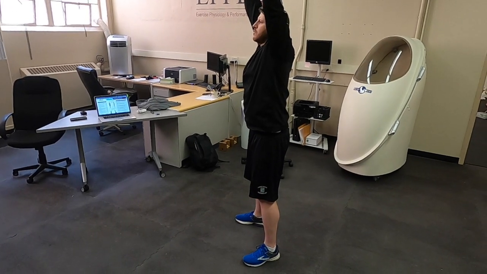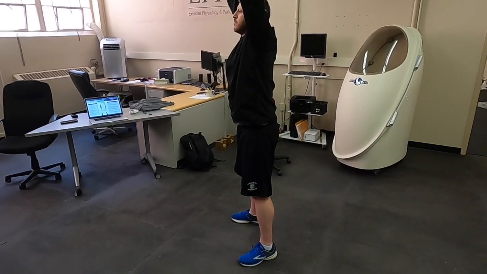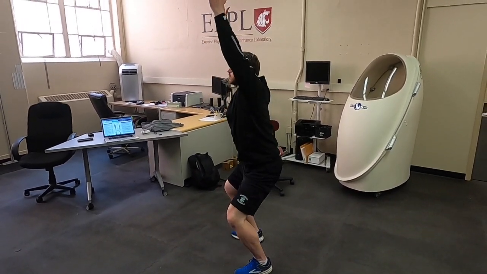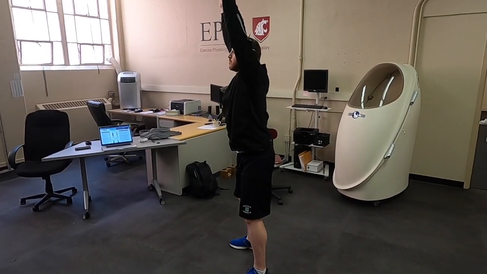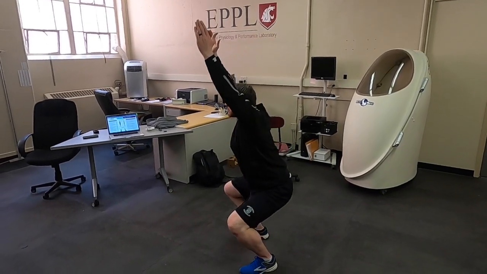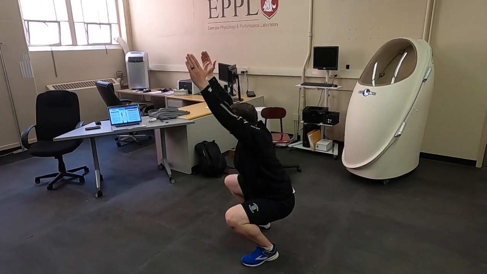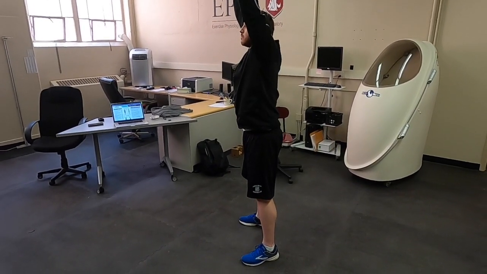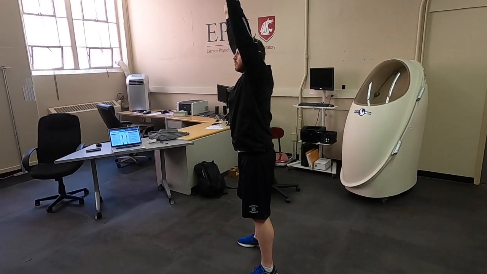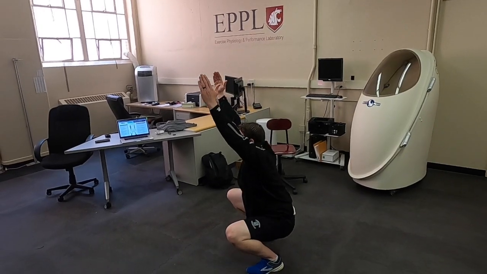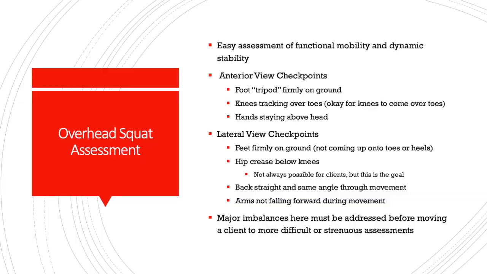Up, down, and up. All right, so from this view, this is a great view to observe the client because you're able to notice a couple of things about their ankle mobility, hip mobility, and shoulder mobility. So as he's dropping down, you can notice that his knees are coming over his toes, which is a good thing. It's showing that his ankle mobility is sufficient. And his hips are dropping below his knee crease. This means that he is functionally capable of dropping all the way to the floor. And then his spine is staying straight all the way through the squat, and his hands are maintaining above his head.